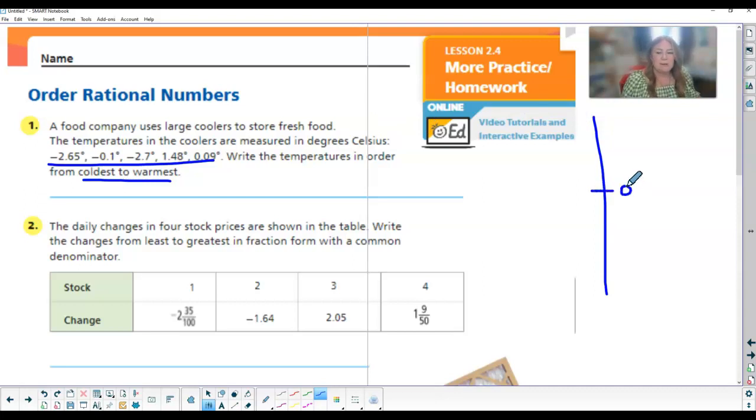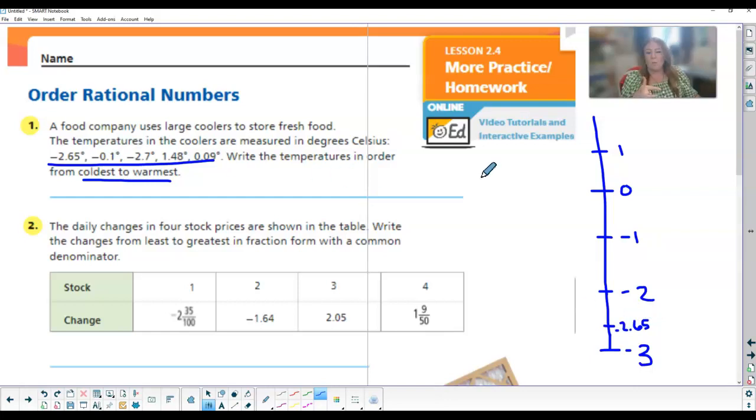So we're going to put 0 here. So let's get -1, -2, +1, and I think that's good. Okay, so -2.65, 2 and 65 hundredths. So it's going to be past 2, right? If we're at -3 here, it's going to be a little past halfway. -2 and 65 hundredths. That's pretty cold.